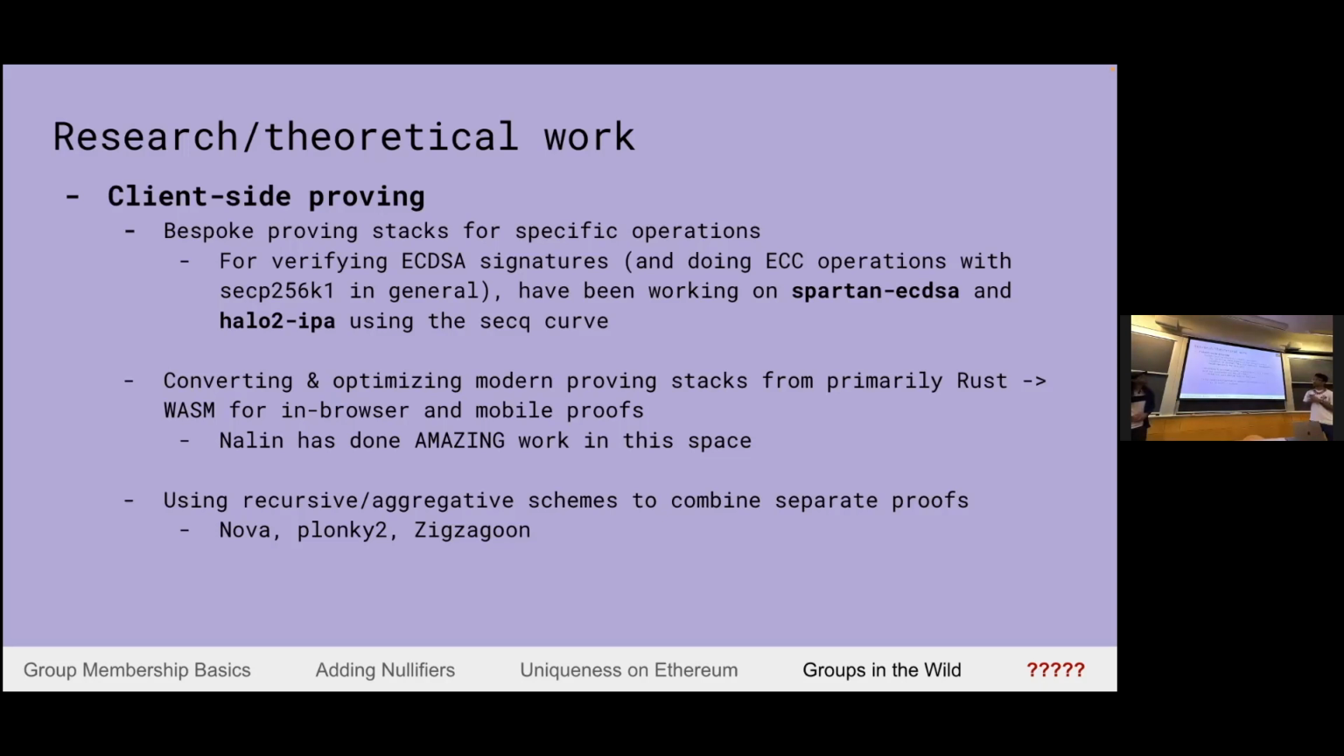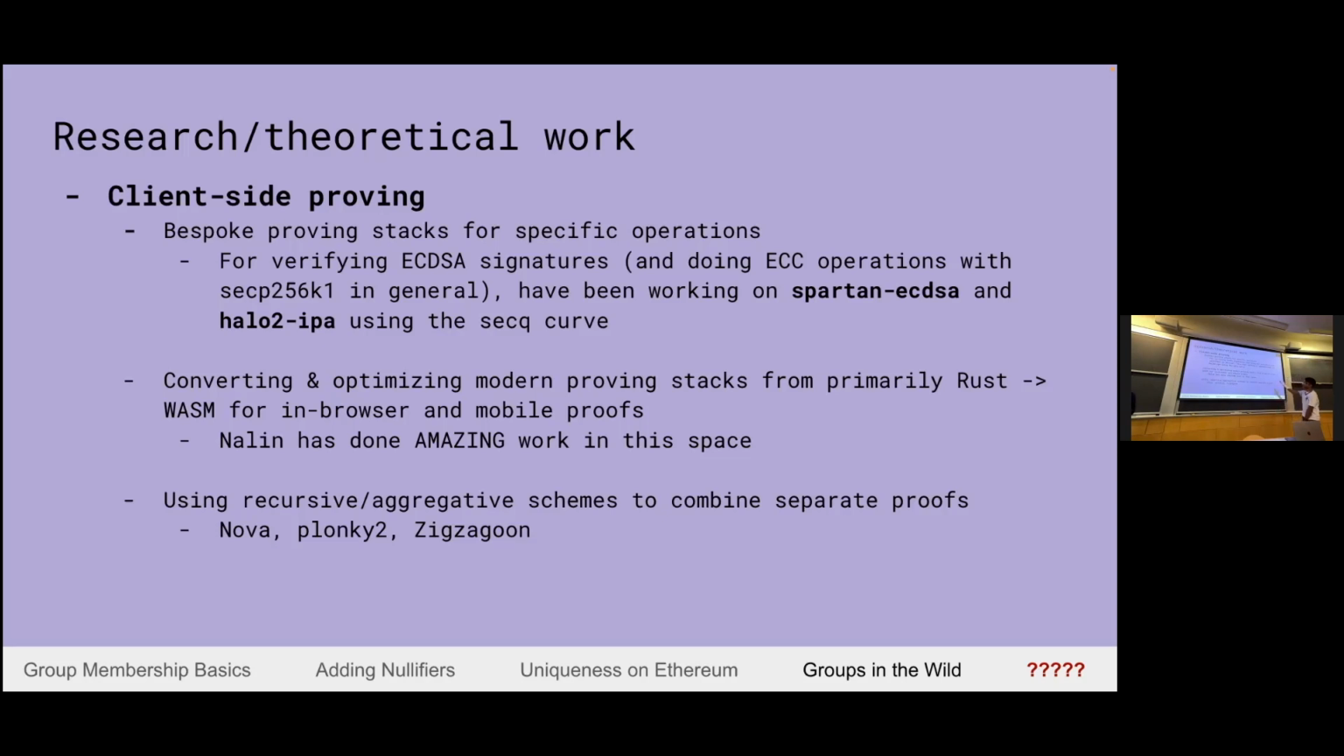The big area that I focus on is client-side proving. One really fun thing is that various operations can be very costly to do within SNARKs. So a lot of effort needs to be put into either compressing them or changing your proving stack in order to actually run these on normal devices like computers or even your phones.